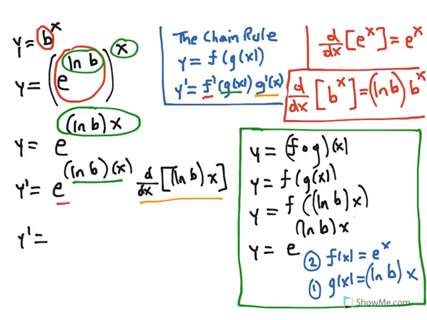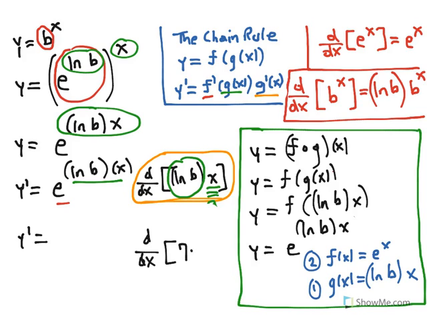So what is the derivative of our inside function? You'll notice that you have a constant multiple of the identity function. The derivative of the identity function is 1, so the derivative of natural log of b times the identity function will be natural log of b times 1. So this derivative is just natural log of b. Just like if you had the derivative with respect to x of 7x, that would be equal to 7. So here, the derivative of natural log of b times x is equal to natural log of b.